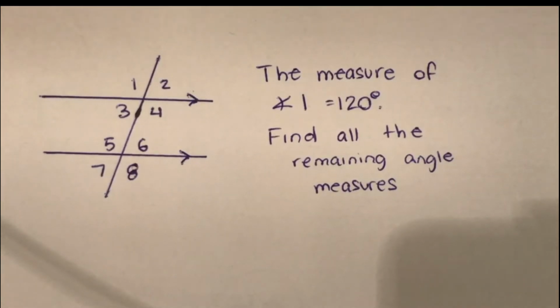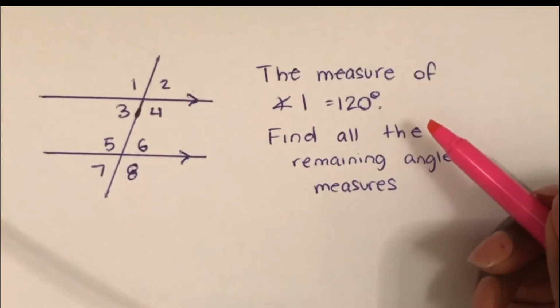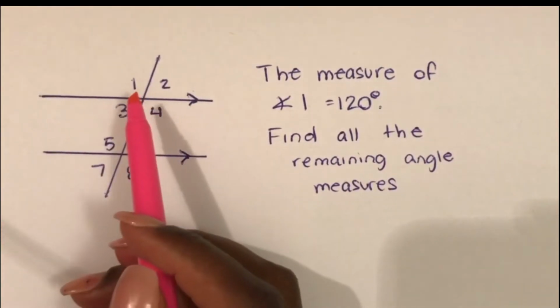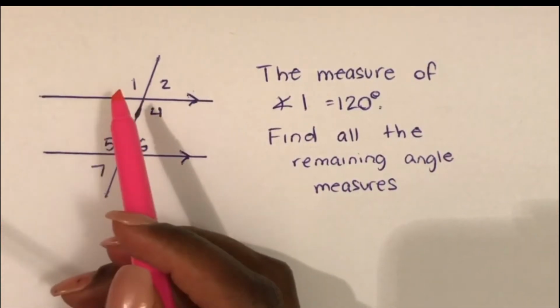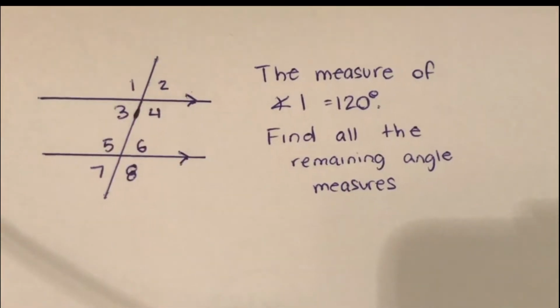Hey guys, let's see how you did. So here's what I'm going to do. First, I'm going to read the problem. I'm going to highlight the piece of information they gave me, and then I'm going to show you guys a cool trick with figuring out what angles are congruent to each other and what angles are supplementary to each other.